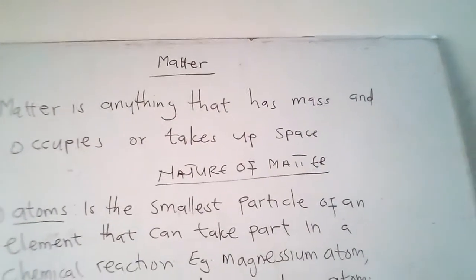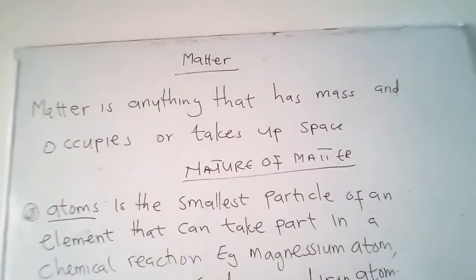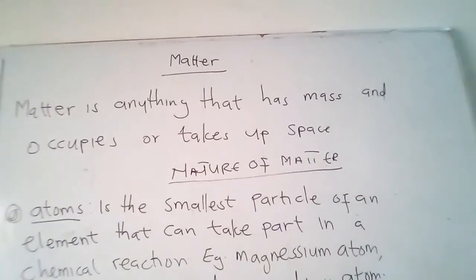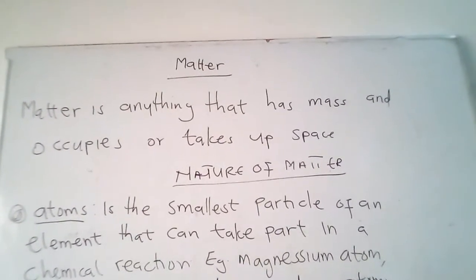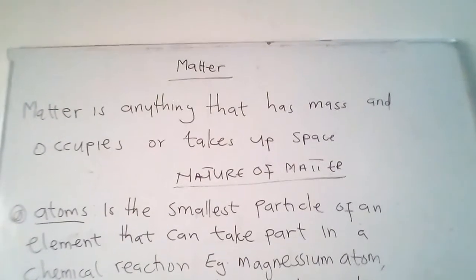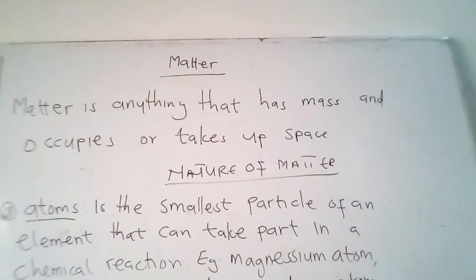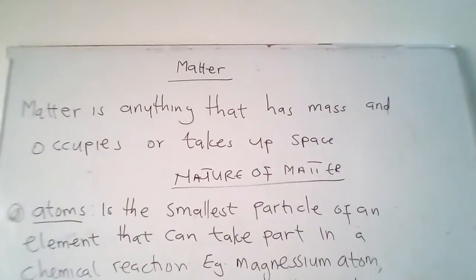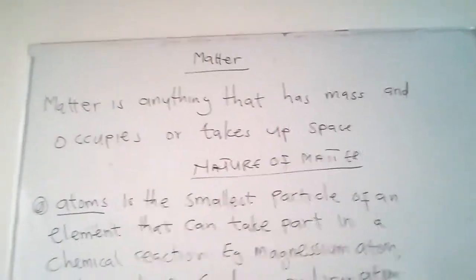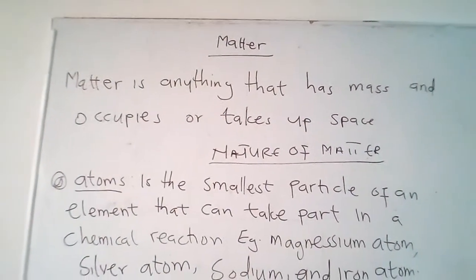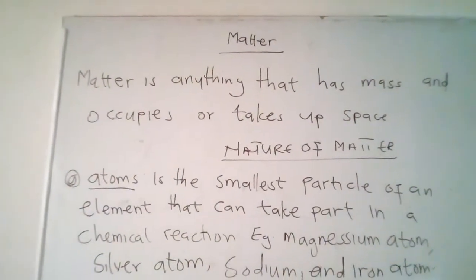Okay, so at the end of this video, you should be able to explain matter, describe the nature and states of matter, outline the characteristics of the states of matter, demonstrate how matter is changed from one state to another, and then last but not the least, distinguish between plant and animal cells.